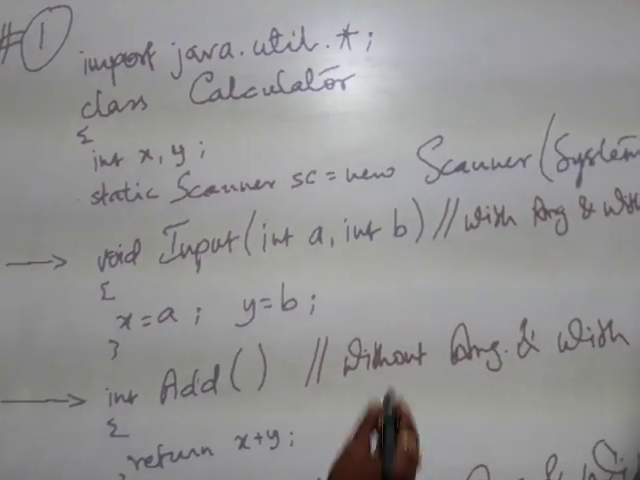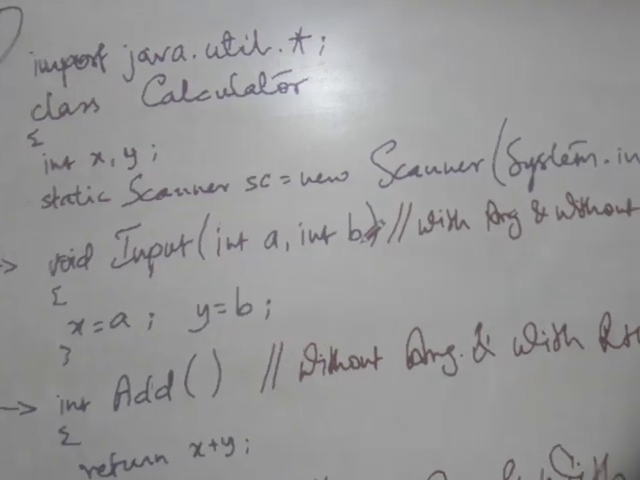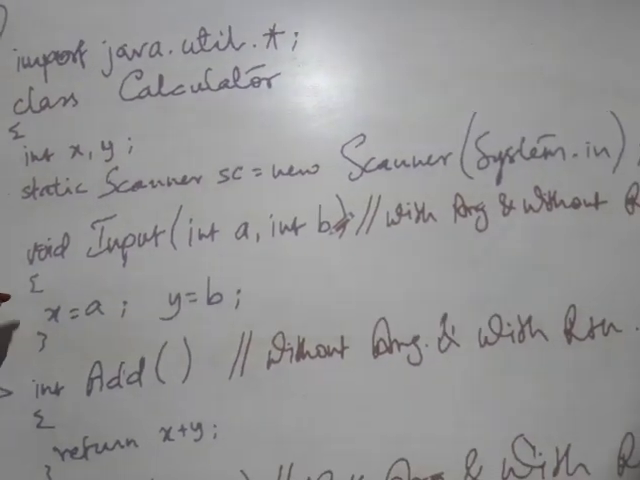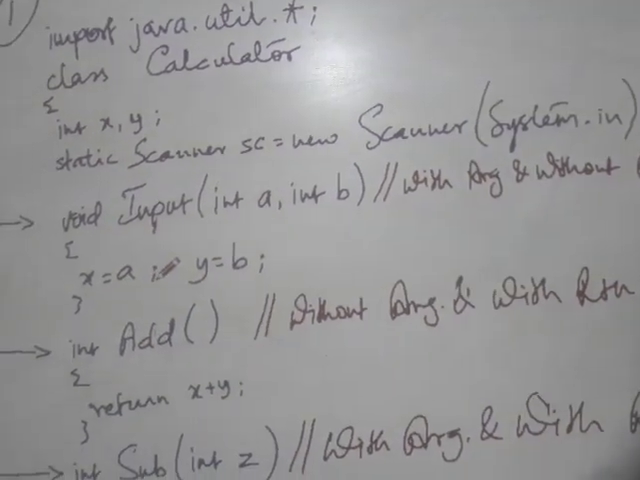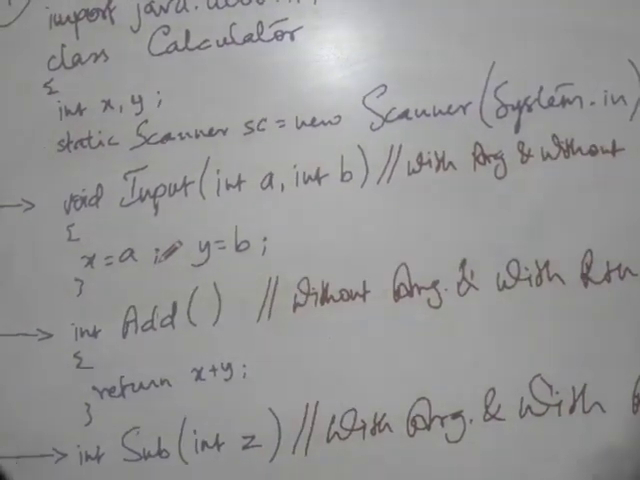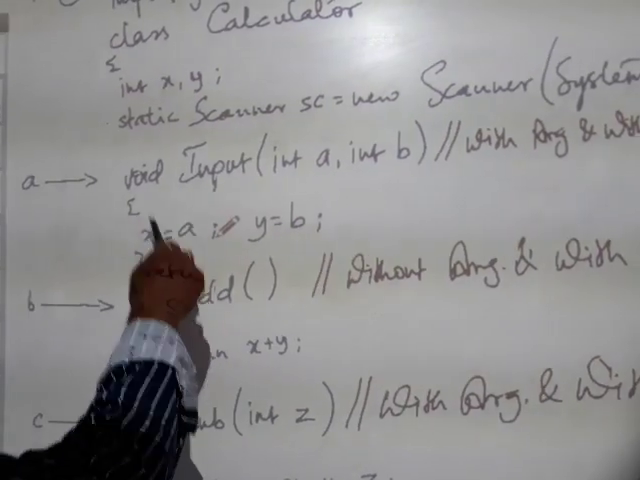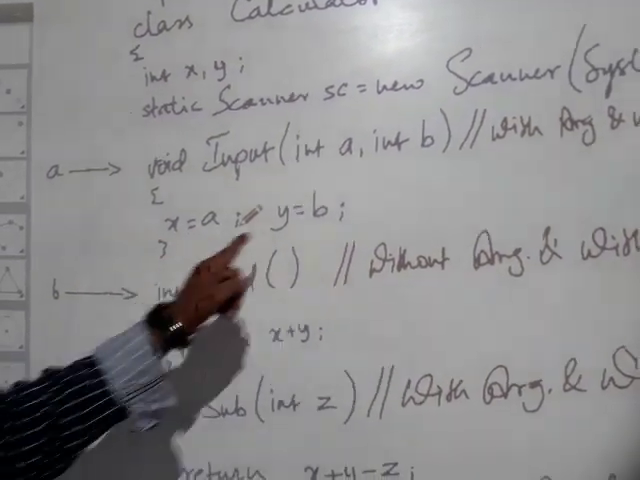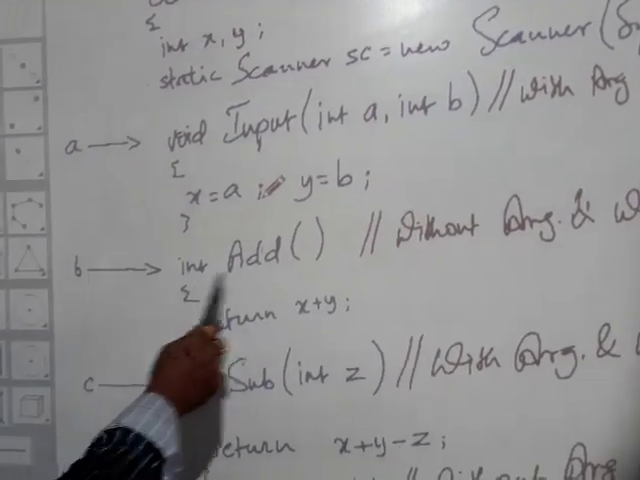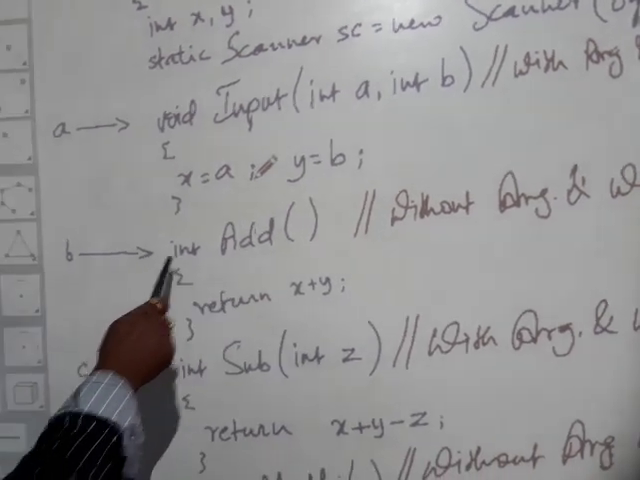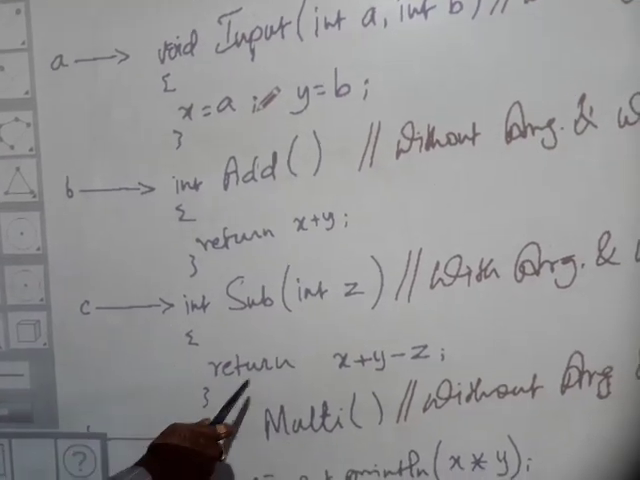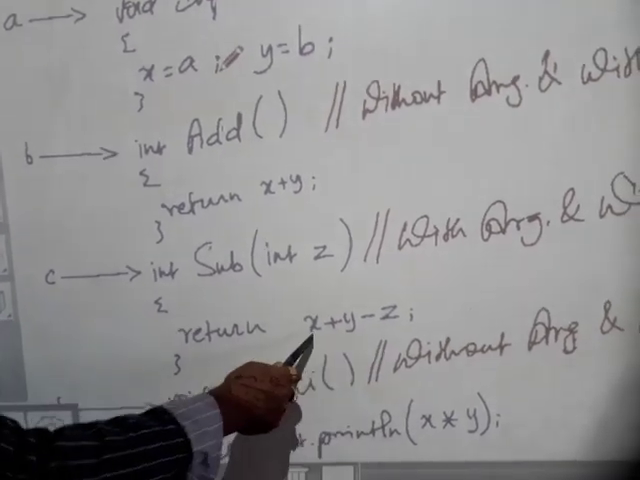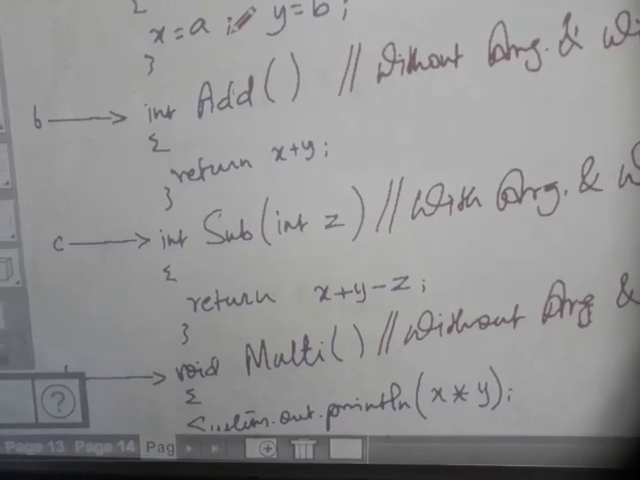See how it is done. A and B are local variables, they have to assign values to the global variables. So x equals A, semicolon, y equals B. A and B will derive the value when it is invoked, and it will pass in turn to the global data members. Then you have int add, which returns because it's a return function: return x plus y. Then int sub(int z) subtracts z from the sum of x and y and returns the result.